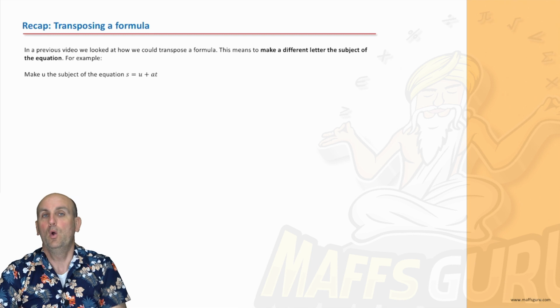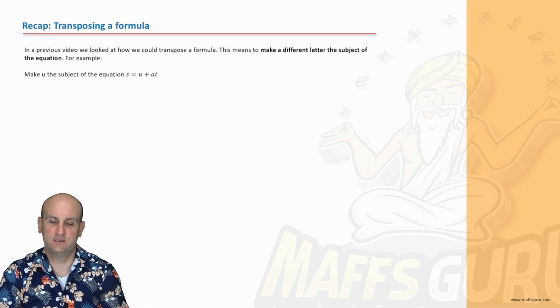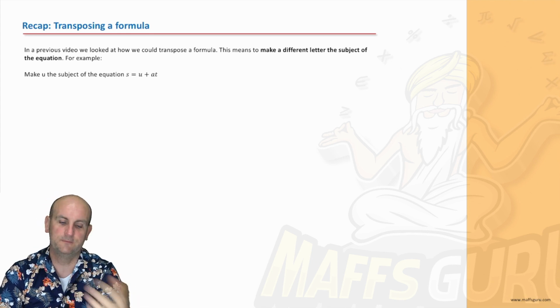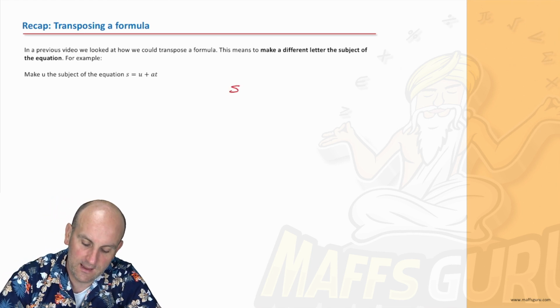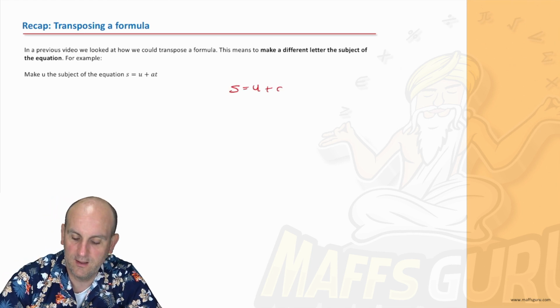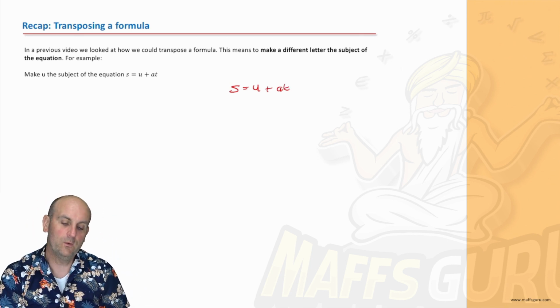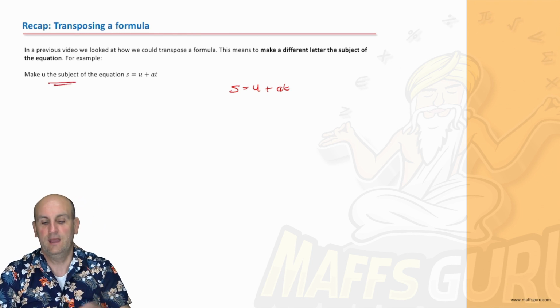All right. What does transpose a formula mean? It means to change the subject, i.e. to make a different letter on its lonesome on the other side of an equal sign. To give you an example, if we had the formula S equals U plus AT. Don't worry what that is, it's actually a constant acceleration formula. But we want to make U the subject. What that means is get U on its own. How do we do that?